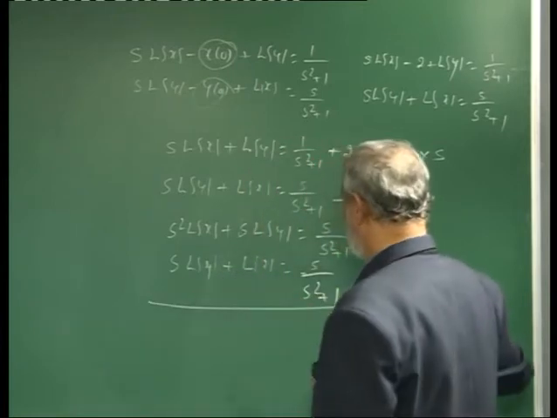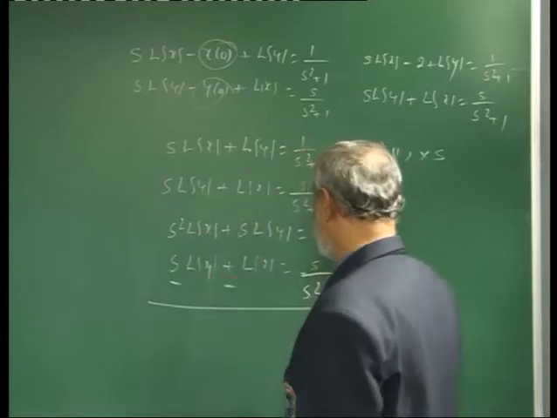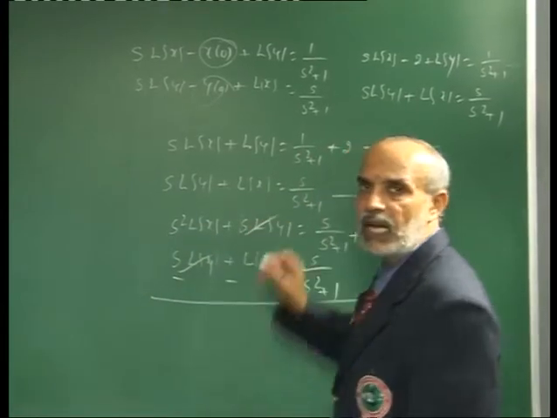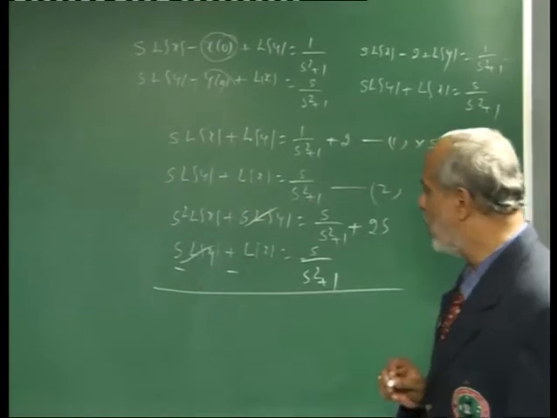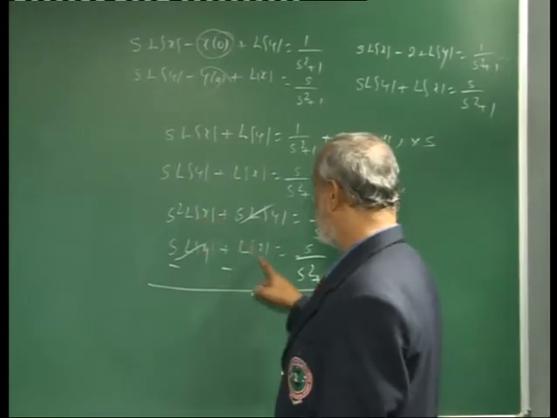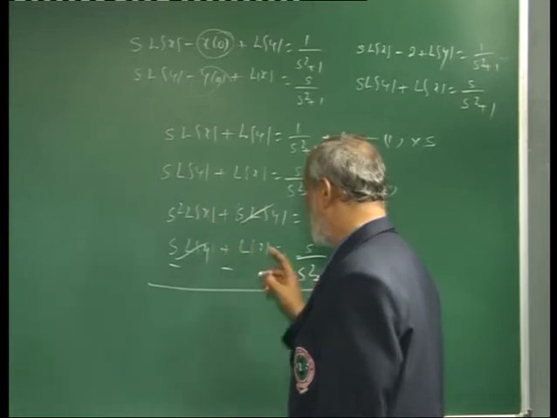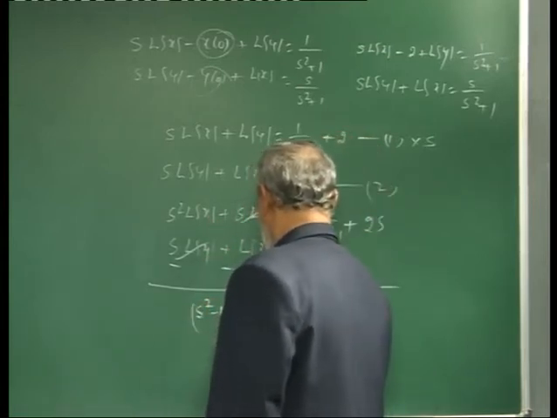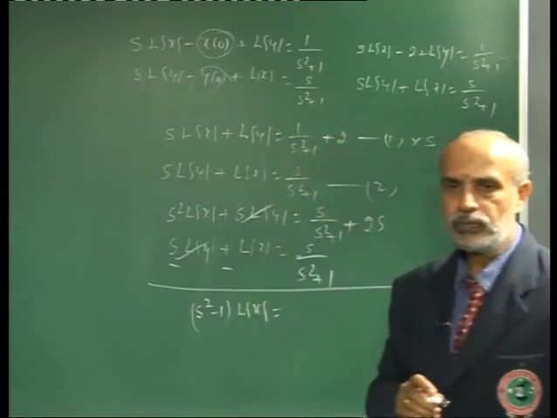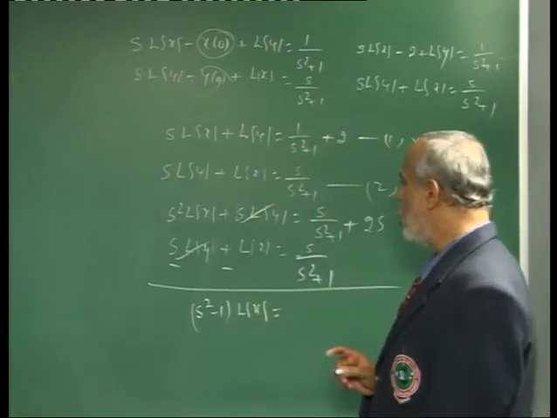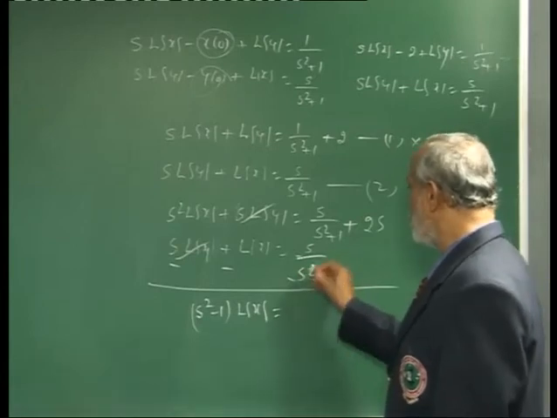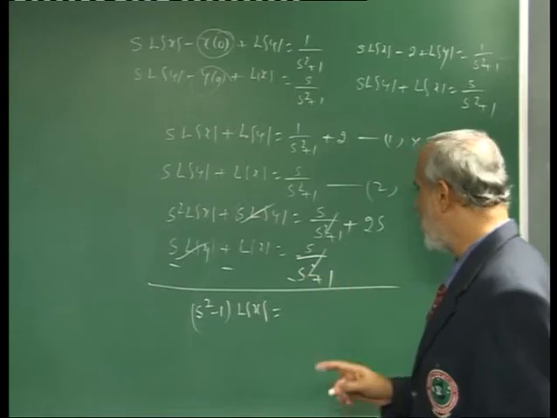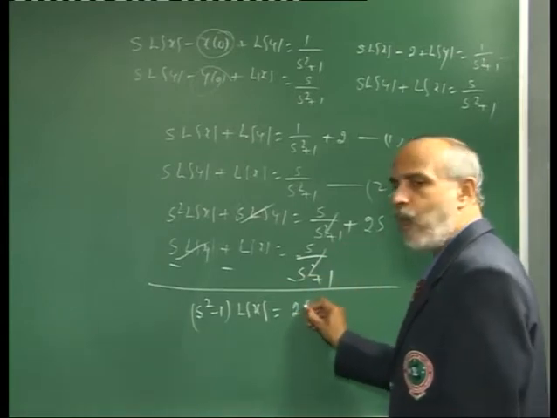Now you can subtract, changing the sign. Here, plus s times L of y and minus s times L of y get cancelled. What is the remaining term? Here s squared L of x and L of x, then you can take L of x common: (s squared minus 1) times L of x. On the right side, the s divided by s squared plus 1 terms get cancelled, and the remaining term is 2s.